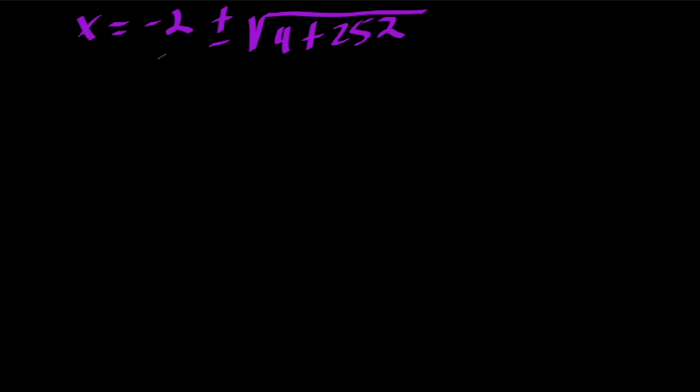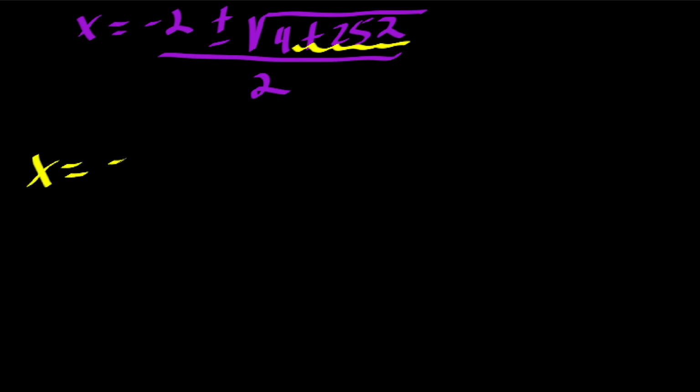So x equals negative 2 plus or minus the square root. We have 4 plus 252 all over 2. All right, so now we're going to continue with what's inside of our radical. We're going to do 4 plus 252.